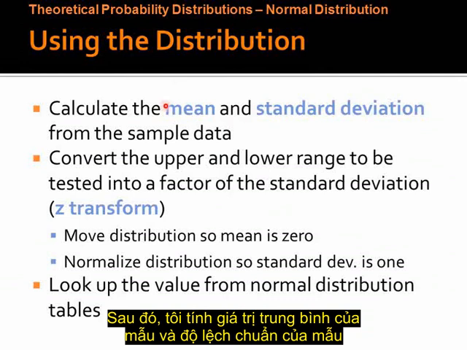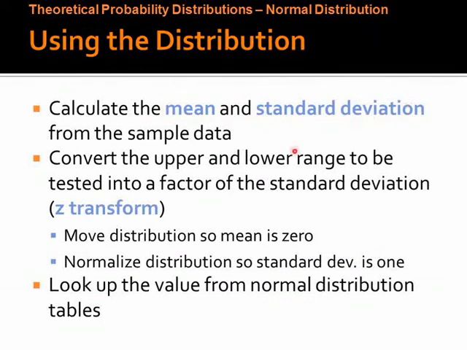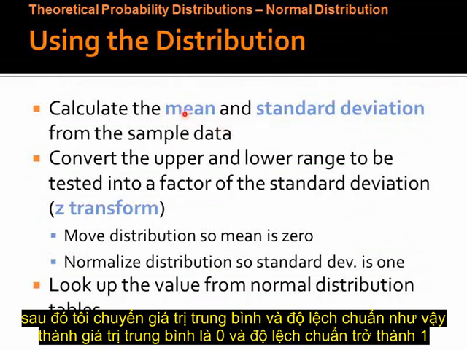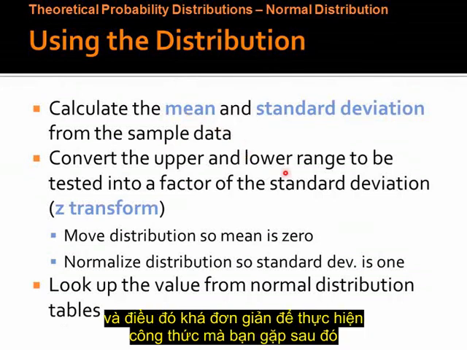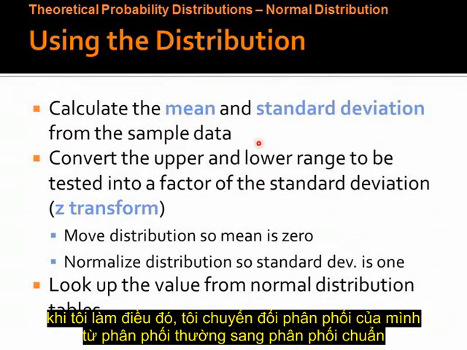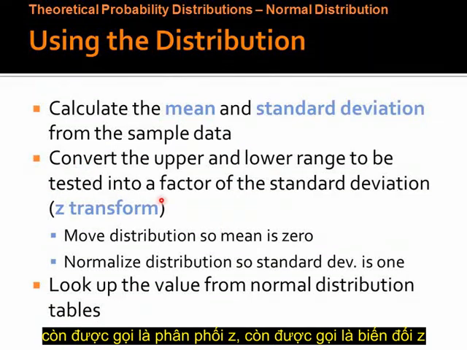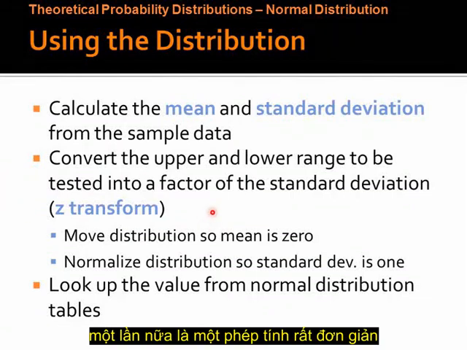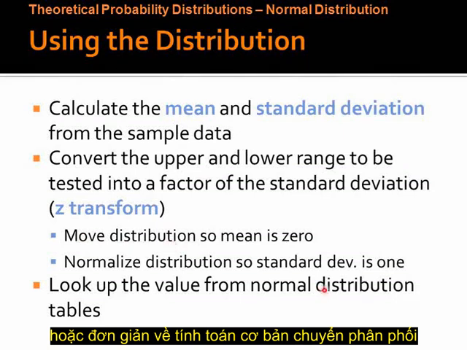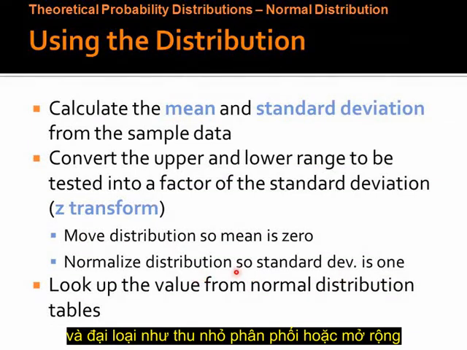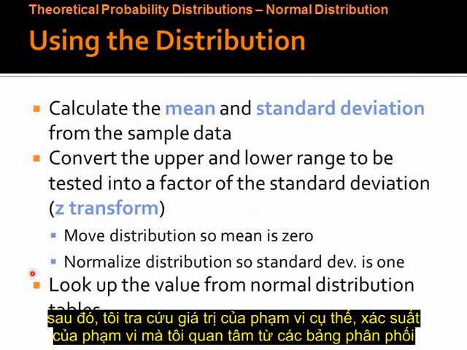Then I calculate the sample mean and the sample standard deviation. Then I convert the mean and the standard deviation such that the mean becomes 0 and the standard deviation becomes 1, and that's quite straightforward to do. The formula for that you'll come across later. When I do that, I convert my distribution from the normal distribution to the standard normal distribution, also called the z distribution. This is known as a z transform, right? Again, a very straightforward calculation. Basically shifting the distribution and shrinking or expanding it, depending. Then after that, I look up the probability of the range I'm interested in from the distribution tables.